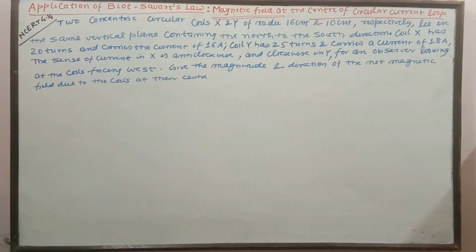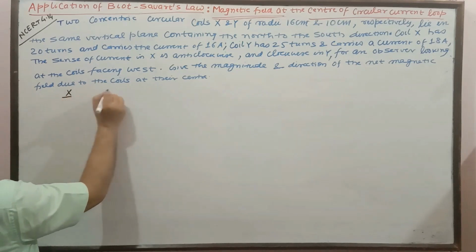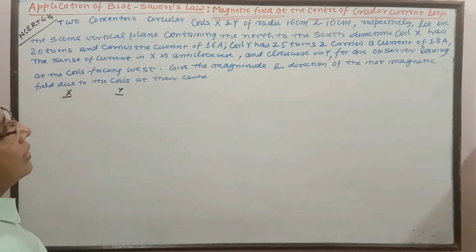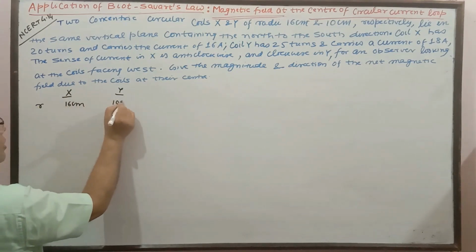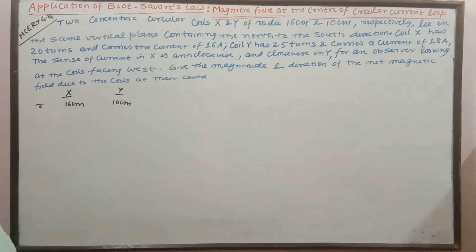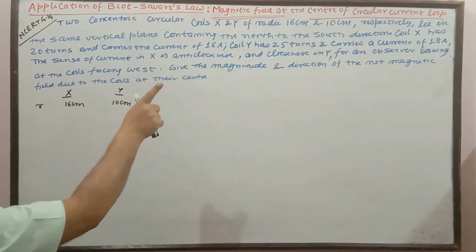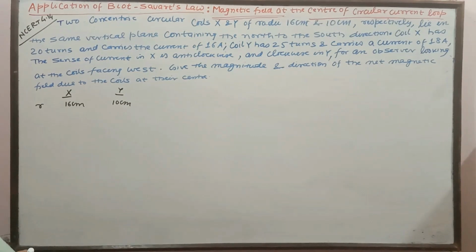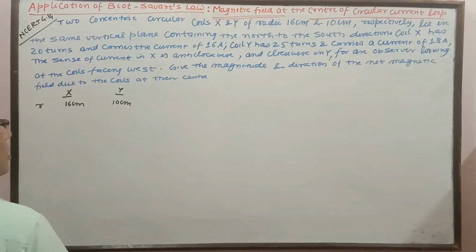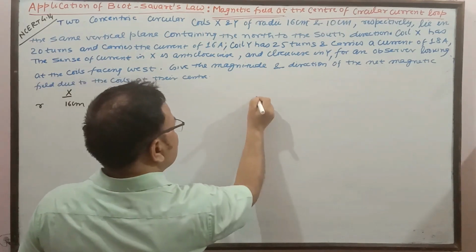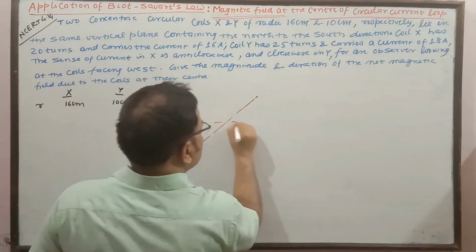Next is NCERT 4.14 additional example. Question. There are two concentric circular coils X and Y. So two coils are there, X and Y. The radii are 16 centimeter and 10 centimeter. So this is 16 centimeter and this is 10 centimeter. These respectively lie in the same vertical plane. So it is in the vertical plane containing the north to south direction. So that is what we have to draw, north to south. So here we are assuming two coils like this.